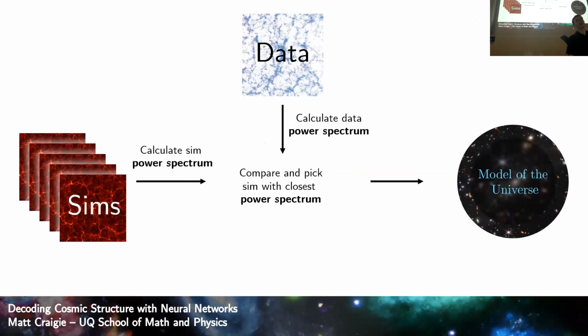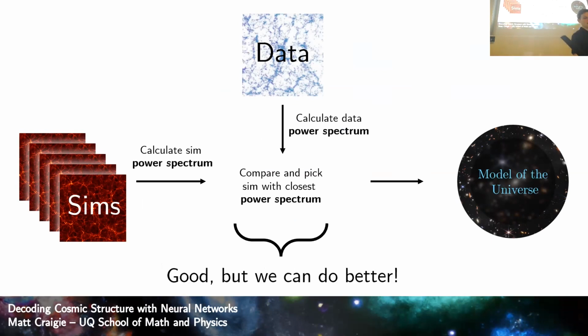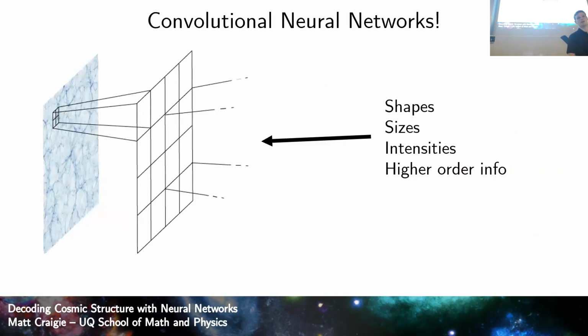So one better way to pull that information out is to use something called the power spectrum. I'm not going to go into too much depth about what the power spectrum actually is because that requires a bit of background. It's a little bit mathy, but essentially it just is a good way at pulling information out of the field, and it's very commonly used. But we can do better. And surprise, surprise, it's using AI.